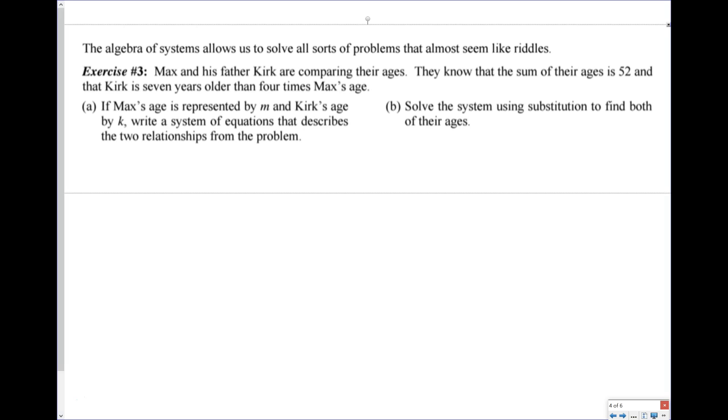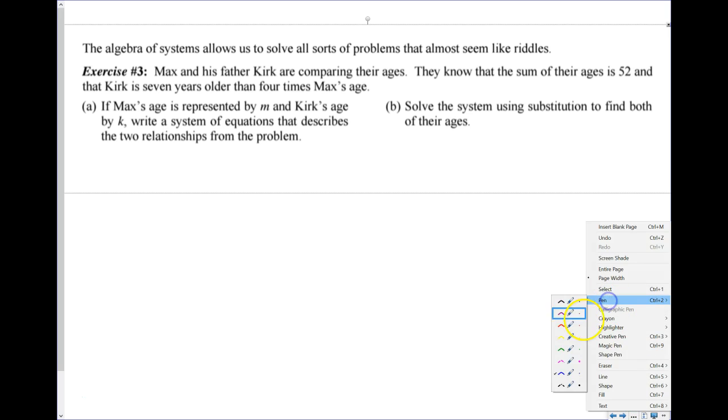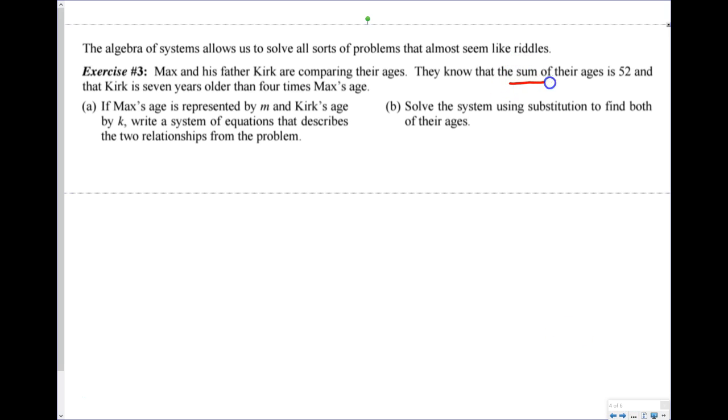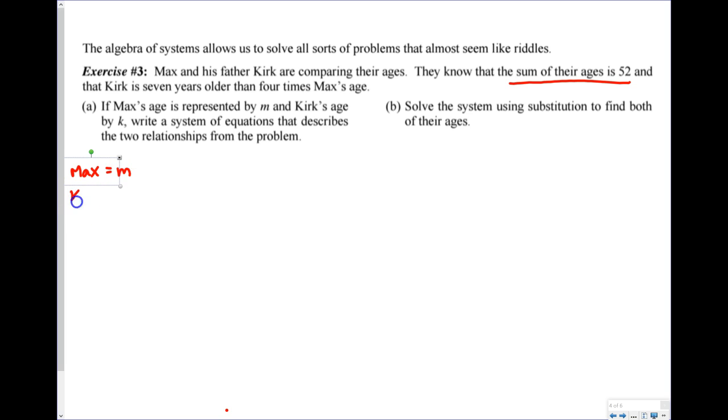A, if Max's age is represented by M, and Kirk's age is represented by K, write a system of equations that describes the two relationships from the problem. So, I've got two pieces of information. Here's the first piece of information, that the sum of their ages is 52. So, if I know that Max is M, and I know that Kirk is going to be K, let's write an equation for this first part.